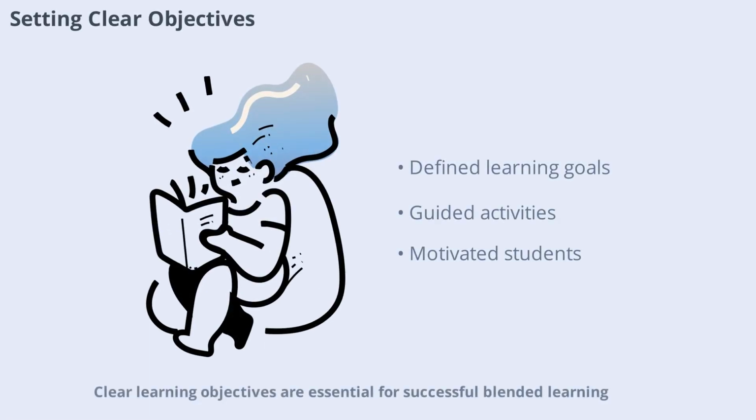Clear learning objectives are essential for successful blended learning. Begin each unit or lesson by outlining what students are expected to learn and achieve. These objectives should guide the selection of activities, assessments, and resources. When students understand the goals, they are more motivated and focused in their learning. Regularly revisit and communicate objectives to keep everyone on track.